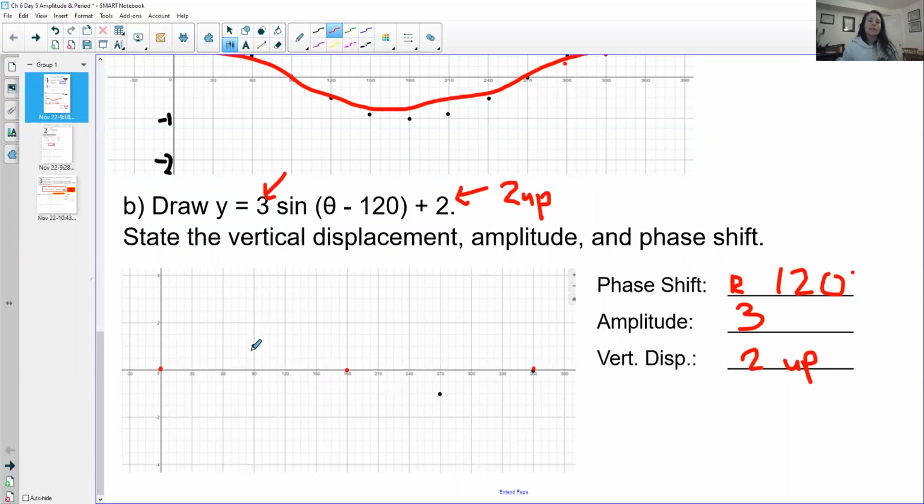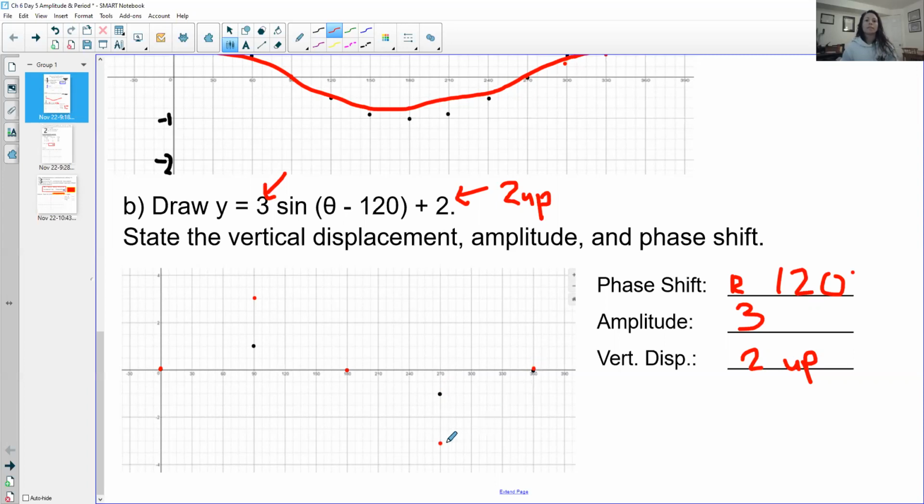This one here has an amplitude of 1, but my new amplitude is 3. So I'm going to multiply 1 by 3. So there's 1, 2, and 3. And then -1 times 3 is -3. So this distance down here, which was -1, is now going to be -3. So 1, 2, and 3.